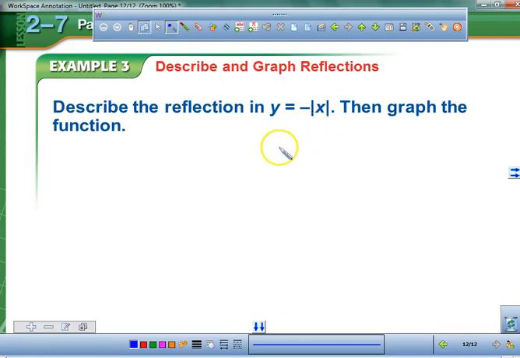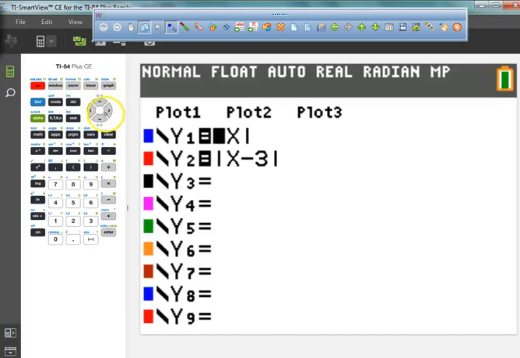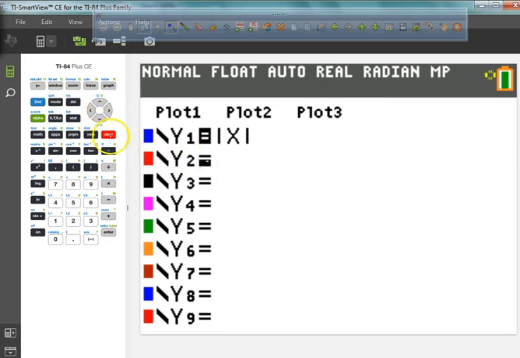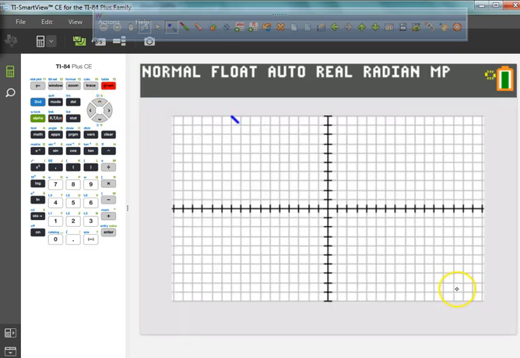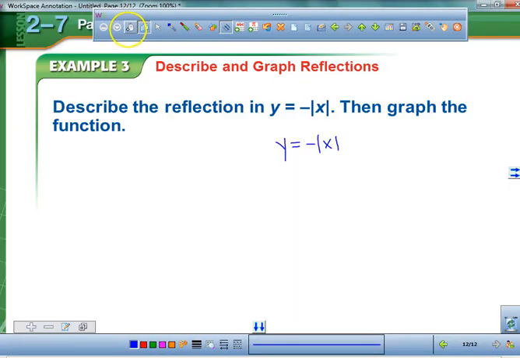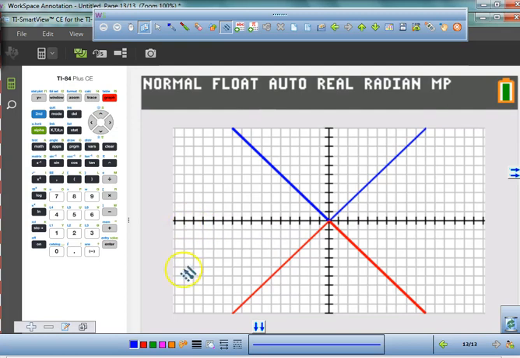Uh-oh, something new. Right now, I want you to use a graphing calculator. I want you guys to hit y equals negative absolute value of x. Take a look at what happens. So right here, I'm going to go down to y2. I'm going to clear this out. I'm going to say negative, alpha, window, for x. And then hit graph to see what happens. What in the world is going on right now? It looks like it did something. It's a perfect reflection.